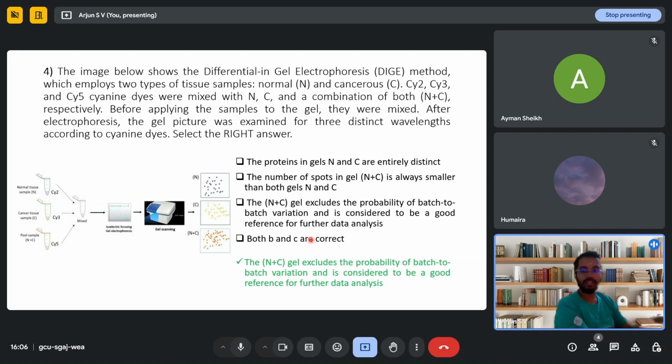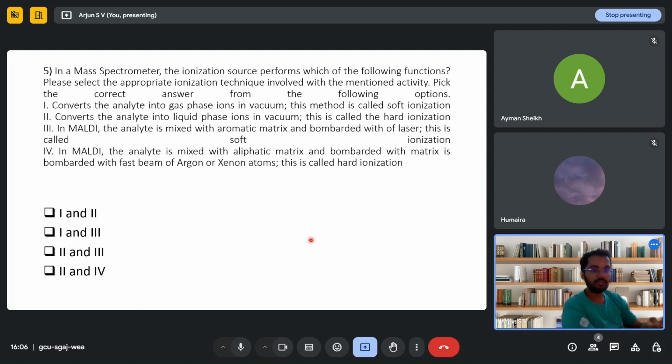So if there are no doubts, I'll move to the next question. So fifth question. In a mass spectrometer, the ionization source performs which of the following functions? Please select the appropriate ionization technique involved with the mentioned activity. Pick the correct answer from the following options. So they are asking which ionization technique will do which function.